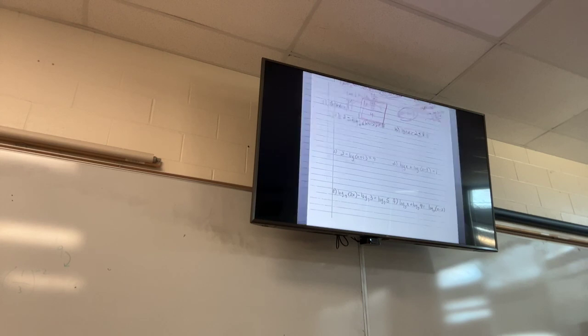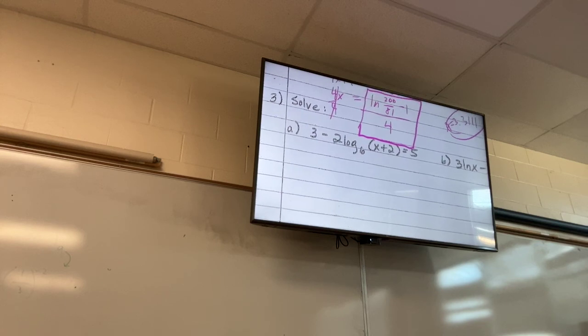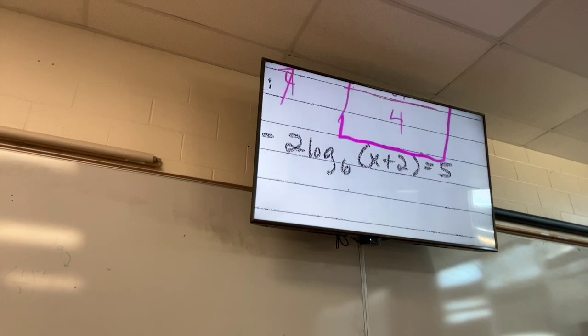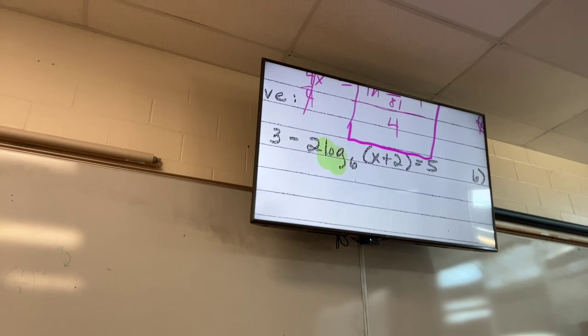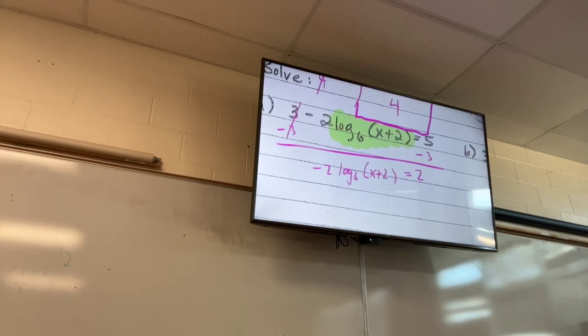Okay, these problems, we're still solving for x. Don't reinvent the wheel. This is probably going to be a combo. Whenever you see one of these, you have to get just the log by itself, a single log by itself. We already have a single log. So I'm going to subtract 3. Then divide by negative 2 to get rid of that.